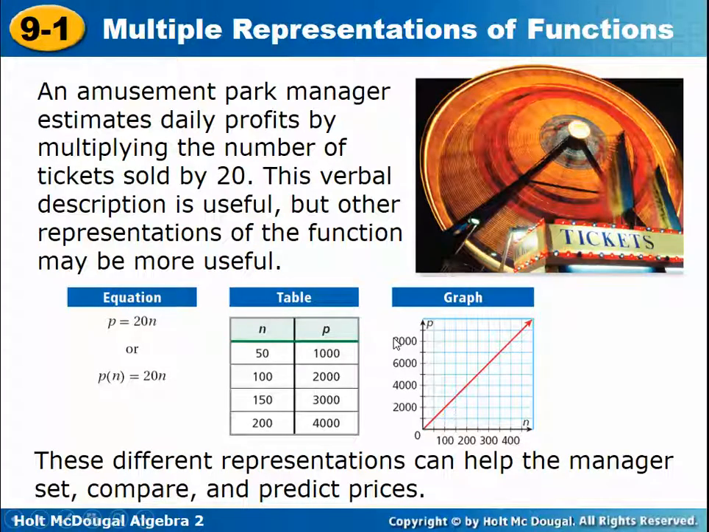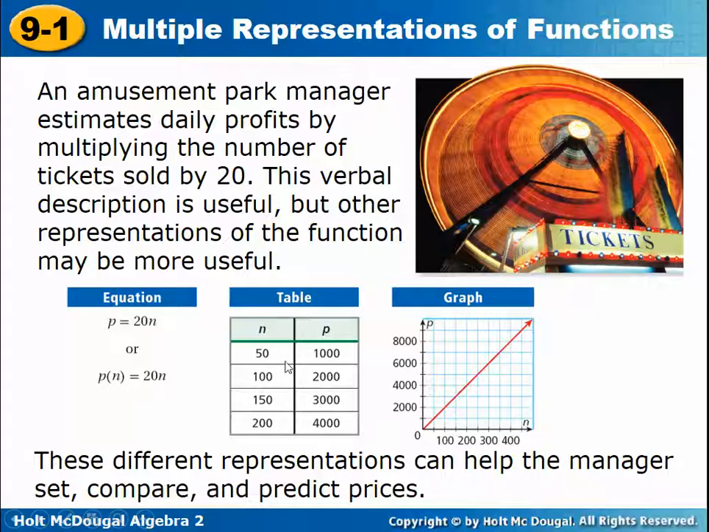Here's an example. An amusement park manager estimates daily profits by multiplying the number of tickets sold by 20. The verbal description is one way you can describe a function, and that's useful, but other representations of functions might be more useful. We can write an equation. We can say profit equals 20 times n, where n is the number of tickets. Or in function notation, that would be p of n equals 20 times n.